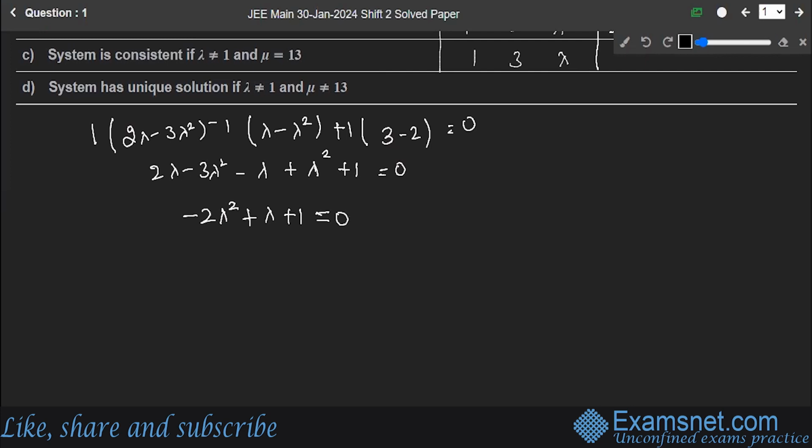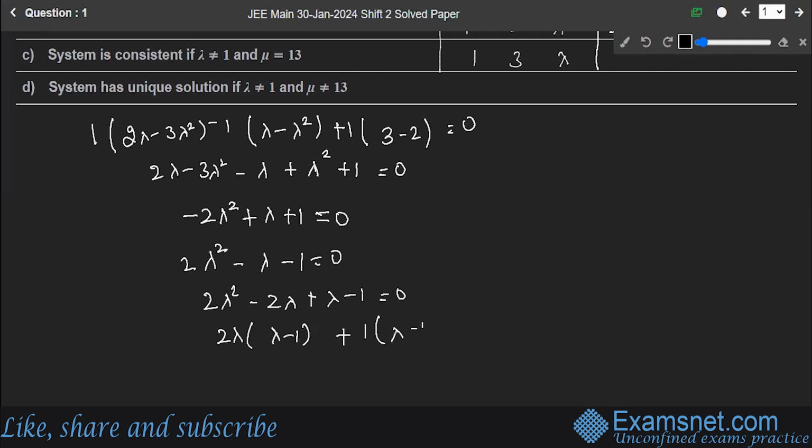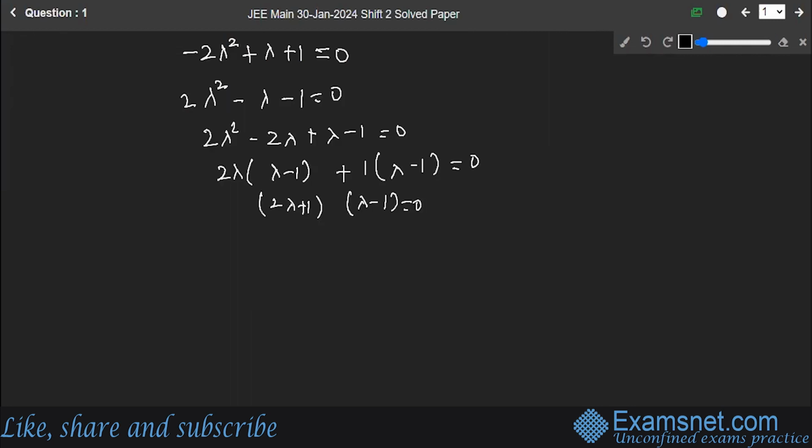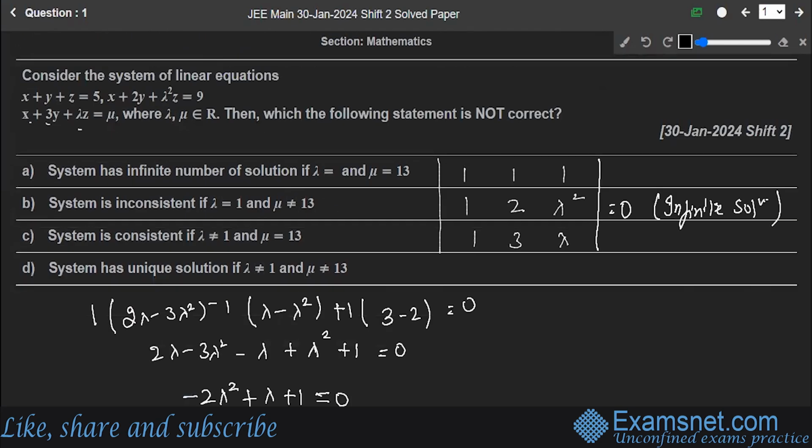You will have 2 lambda square minus lambda minus 1 is equal to 0. So 2 lambda square minus 2 lambda plus lambda minus 1 is equal to 0. 2 lambda into lambda minus 1 plus 1 into lambda minus 1 is equal to 0. So 2 lambda plus 1 into lambda minus 1 is equal to 0. That means I have two values for lambda. Lambda may be equal to minus 1 by 2 or it may be equal to 1. See, all the options are talking about the value lambda equal to 1. Let's check with that only.